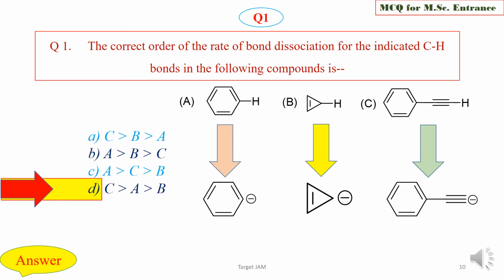But in case of compound B, the system is a cyclopropenyl anion, a 4n pi electron system, so it is anti-aromatic, highly unstable. So among these three, this one is the highly unstable. That means the bond dissociation will be very slow.